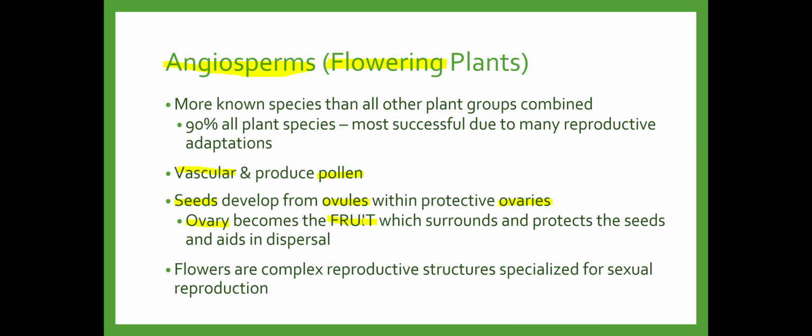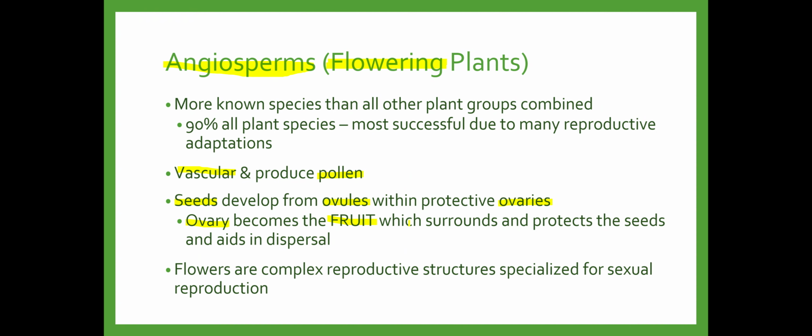Now, fruits can come in different shapes and sizes. Flowers can come in different shapes and sizes. Not all of them are going to have the big, beautiful, colorful flowers, but your angiosperms are going to include your grasses, all of your bushes. It's going to include a vast majority of your trees, like oak, maple.